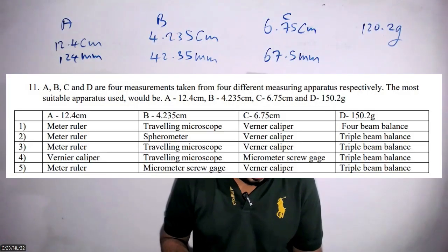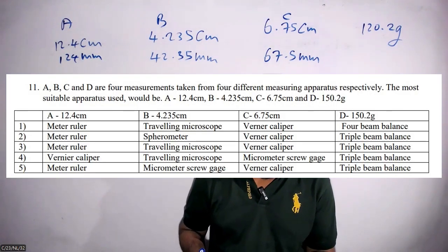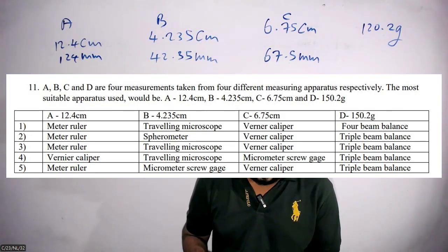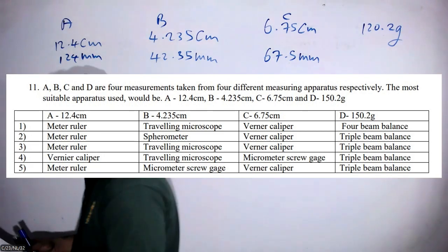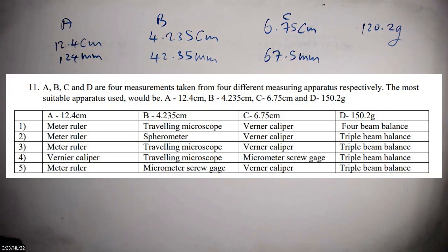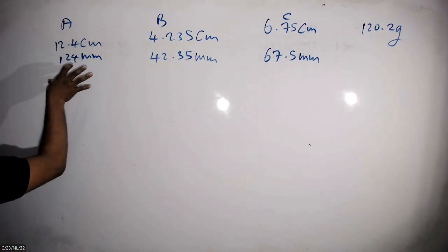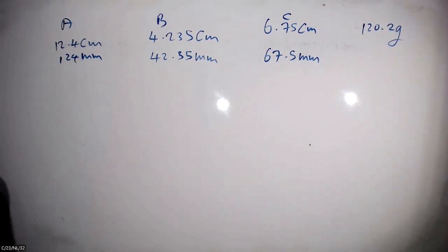Right, Pute, let's see the answer for the question number 11. A, B, C, D are 4 measurements taken from different measuring instrument. Right? Here you need to identify each measuring instrument. In the first measurement, you have taken measurement in millimeters. Therefore, this measurement you can obtain by using meter ruler.